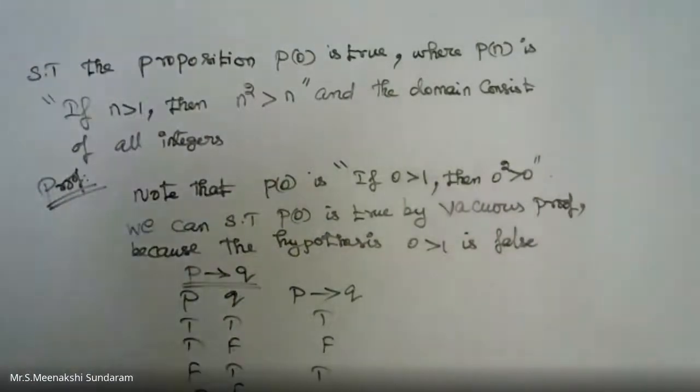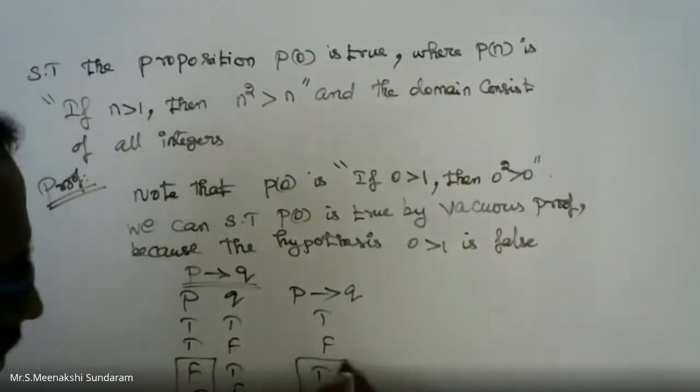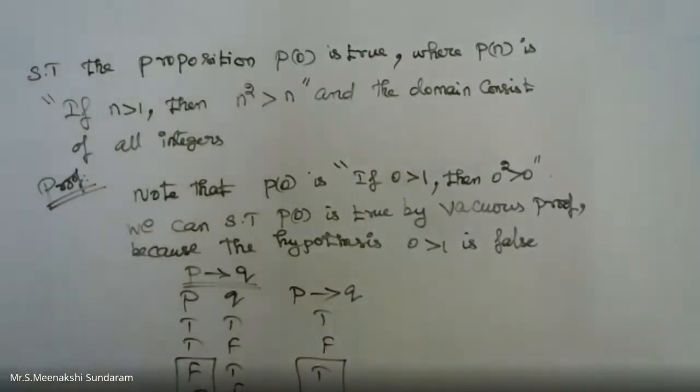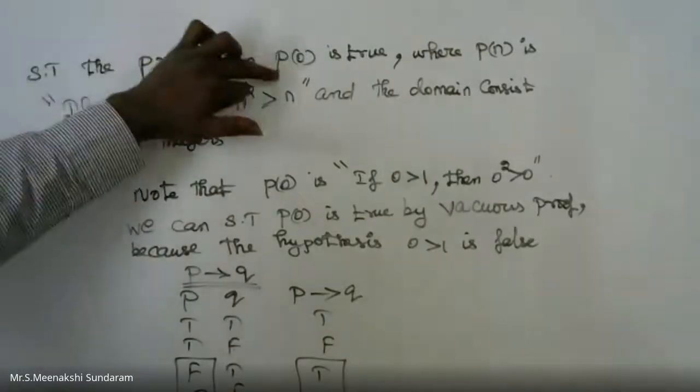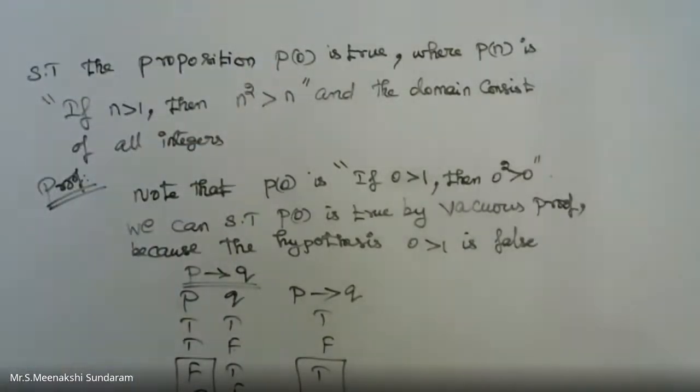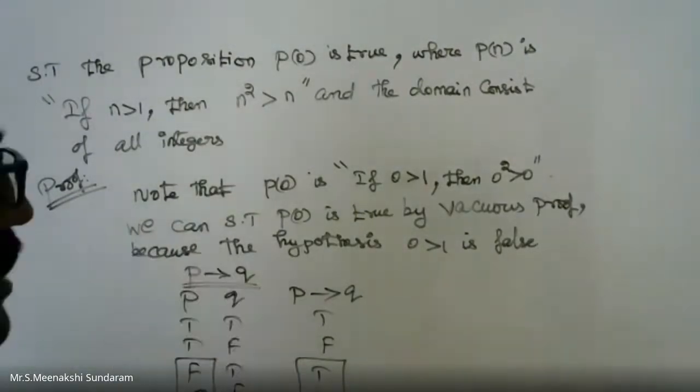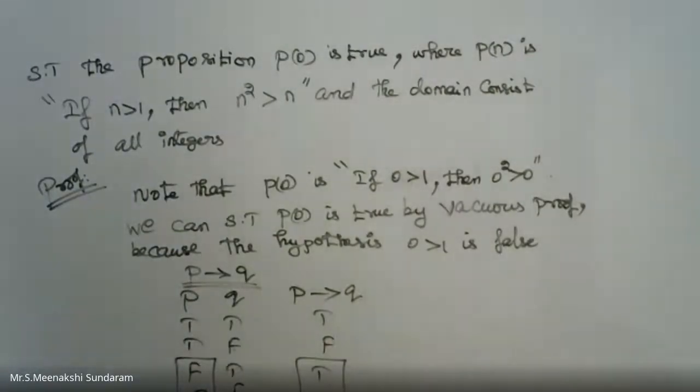That is, the input is false. In this case, the input is false and the output is always true. Therefore, this tells us that P of 0 is true automatically. That is a vacuous proof. You can identify which type of proof: if the input is false, go for vacuous proof; if the output is true, go for trivial proof. Okay, try to copy. I can move on to the next problem.